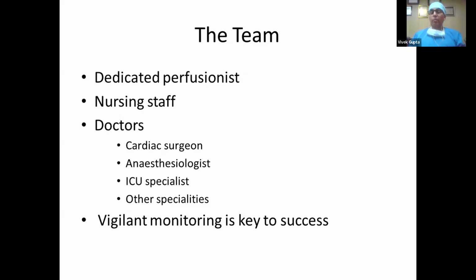Who all are important when we talk about that? So it's a dedicated perfusionist, because during VA ECMO there are a lot of challenges. So you should have a dedicated perfusionist when we talk about VA ECMO. Nursing staff, doctors, because you need a cardiac surgeon if you want to have access with the open technique or semi-surgical technique, anesthesiologist, ICU specialist, and other specialties as and when required.